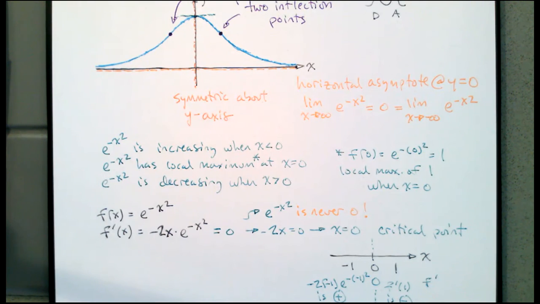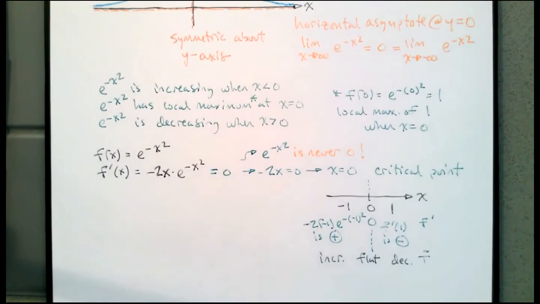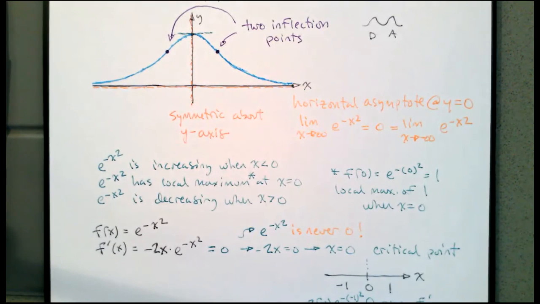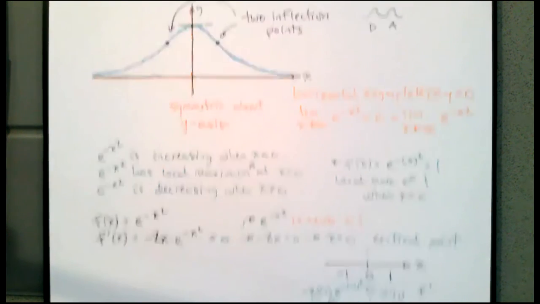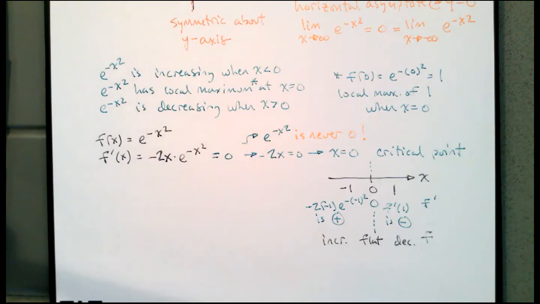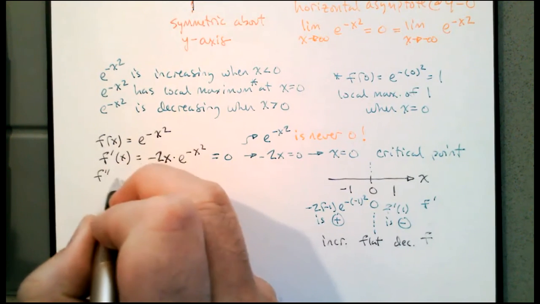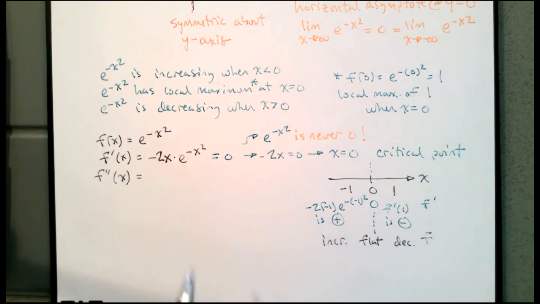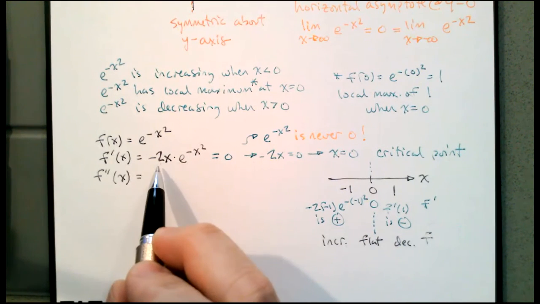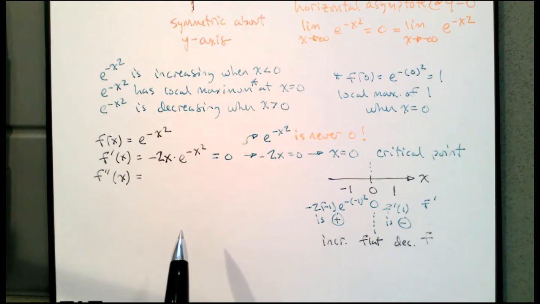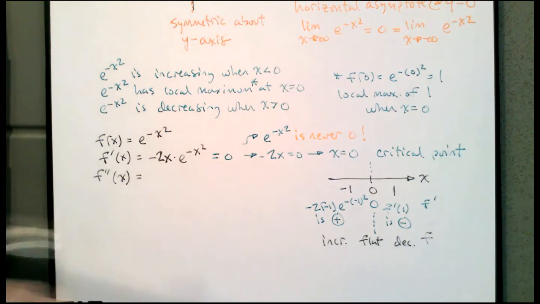All right. We also see that there must be 2 inflection points on this graph. So that must be 2 points where the second derivative is equal to 0. Let's find out what happens if we look for f double prime. For f double prime, the second derivative is going to require a product rule because I've got -2x times e to the minus x squared. So now we have to do the product rule.